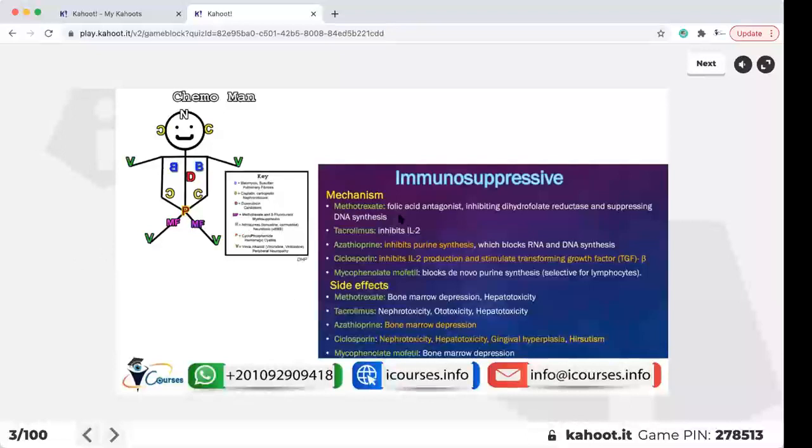Okay, other immunosuppressive agents that are important for you to know are methotrexate, azathioprine, and cyclosporin. Methotrexate, as we said, will cause bone marrow depression and hepatotoxicity. Azathioprine causes bone marrow depression. Cyclosporin, it is very important to know, will cause nephrotoxicity, hepatotoxicity, gingival hyperplasia, not hypoplasia, and hirsutism. So these are the most important chemotherapeutic agents and their side effects. So I hope that this is clear now.